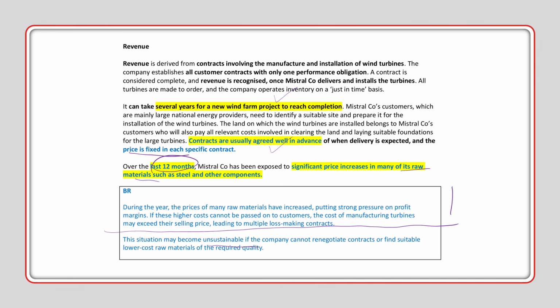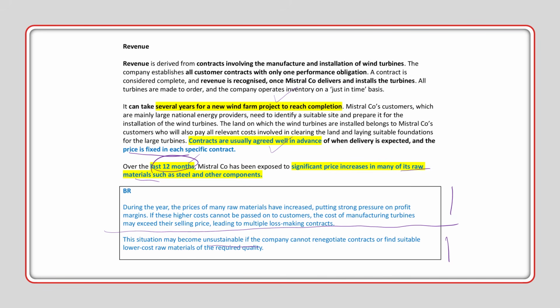And then we're just evaluating that ultimately this could be a sustainability issue in terms of the business. We're not talking about the environment, etc. In terms of the survival of the business, if they're not able to renegotiate their contracts or find appropriate raw material with a lower price. So although this has happened in the last 12 months, this is not something that's going to end now. This could cause problems for the business in the longer term in terms of its survival if they're not able to renegotiate the terms with their customers.